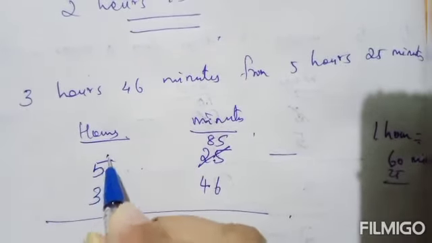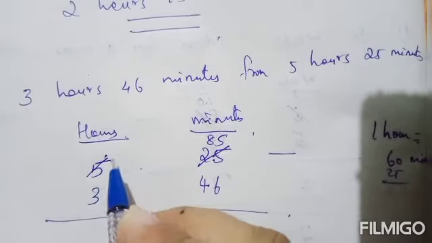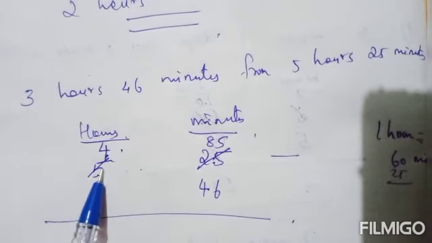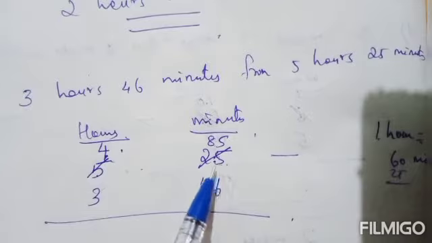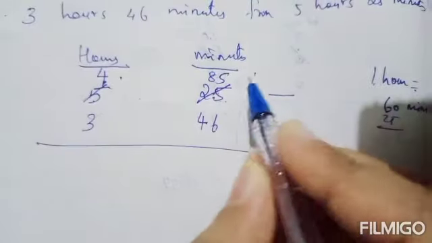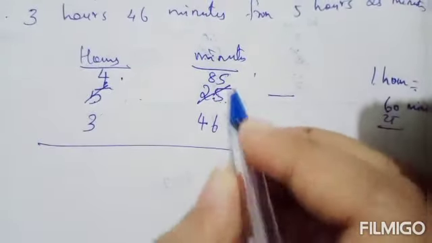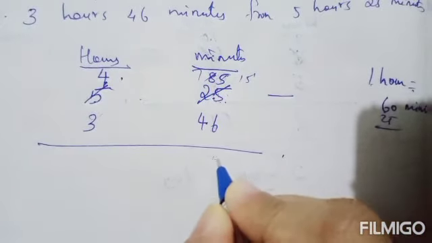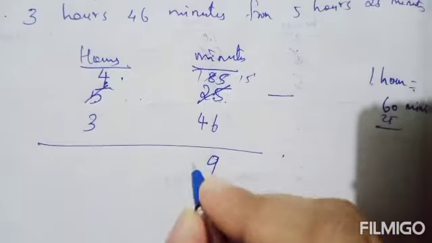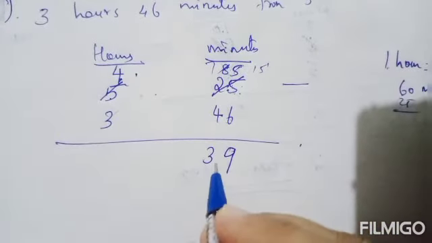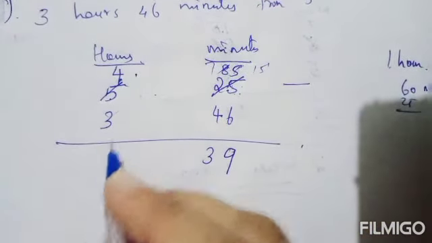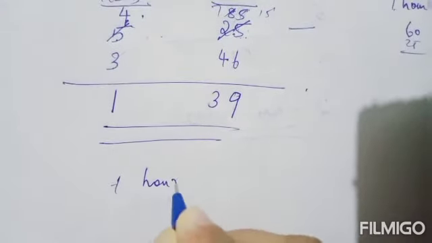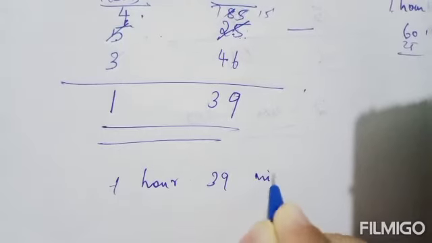Now this 5 will become 5 minus 1, 4 you will get. Subtract 1 from here, since you take 1 hour to this side. Okay, now you can do the subtraction. 85 minus 46. So this will be 15 here, 7. So 6 to 15 it is 9. 4 to 7 it is 3. Here it will be 39 minutes, and 4 minus 3, 1 you will get. So the answer is 1 hour 39 minutes.